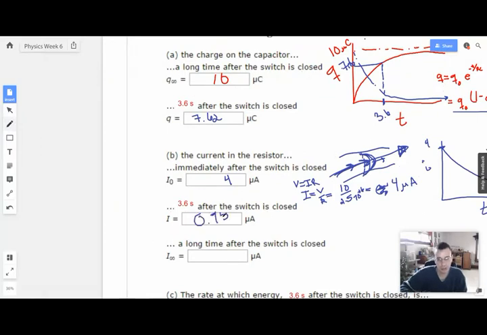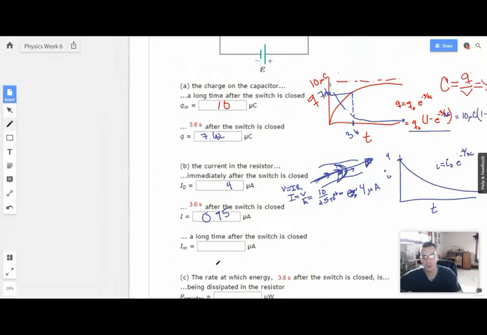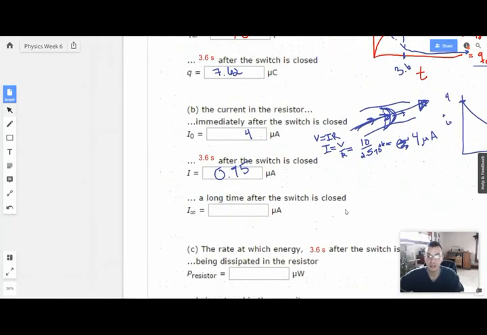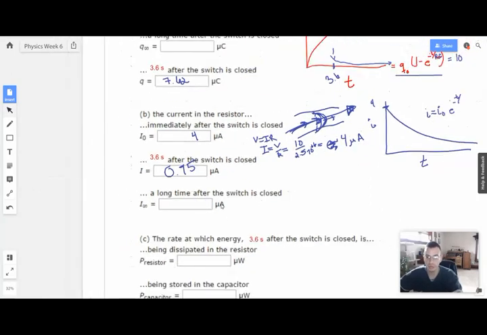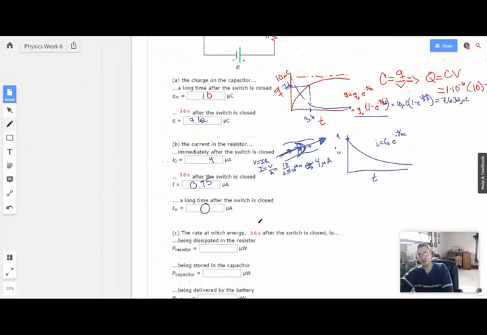So current has decreased to about a quarter of what it was. So in a long time after the switch is closed, the diaphragm is going to be fully stretched, so there'll be no more movement. And one way to look at it is at infinity, you can model a capacitor as an open, as if no wire there. Initially you model it as a wire, then you model it as nothing, no wire. So there will be no current going through the resistor at time t equals infinity.